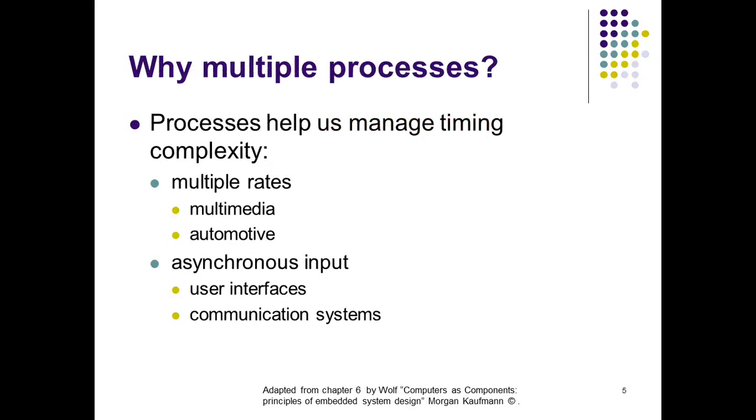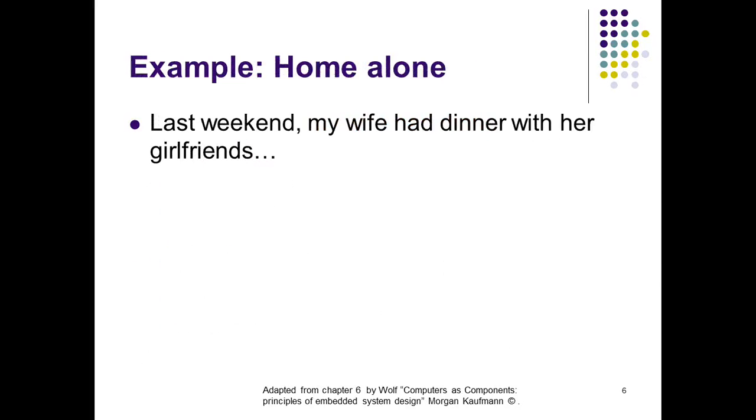So why do we have multiple processes? The idea is it helps us manage timing complexity. We can have lots of processes, each thing has multiple rates, and we can have asynchronous inputs, which may stop a process or cause a new one to start. Now, I thought this sounds a bit wordy, and I think it's best to show an example. And again, a light example: we're going for a completely unrelated, my-life example.